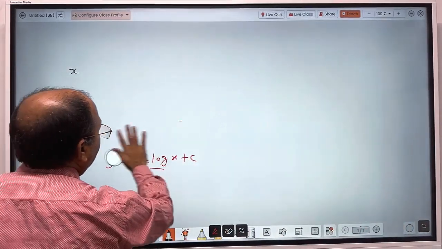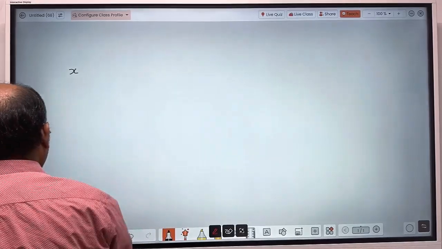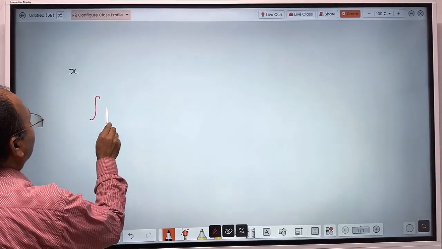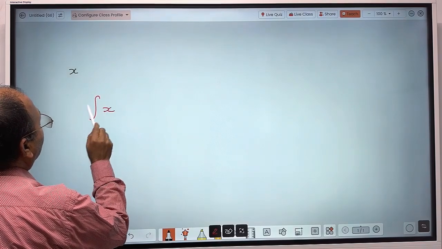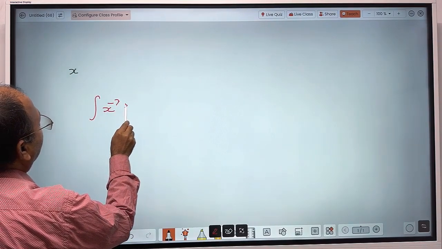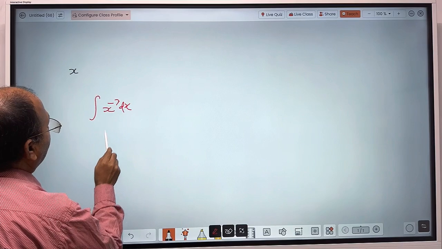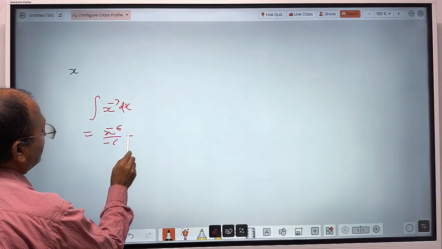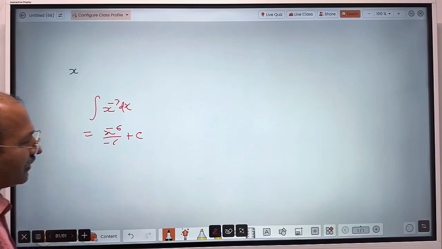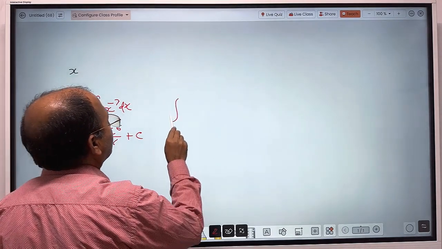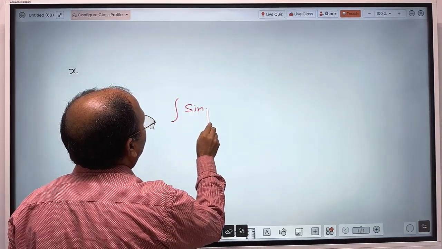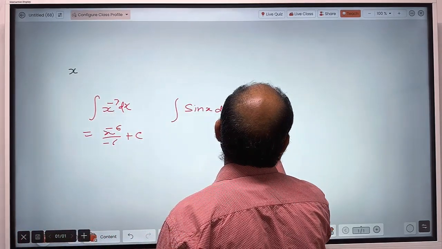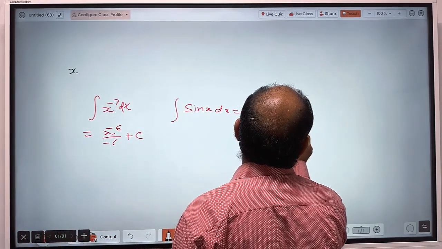So we have seen how to do basic integration. Suppose you are given x power minus 7 dx. What will be your answer? You will write x power minus 6 upon minus 6 plus c. You have understood? Integration of sin x you have seen. It becomes minus cos x plus c. There is no problem.